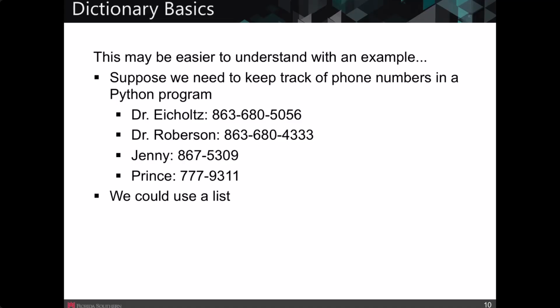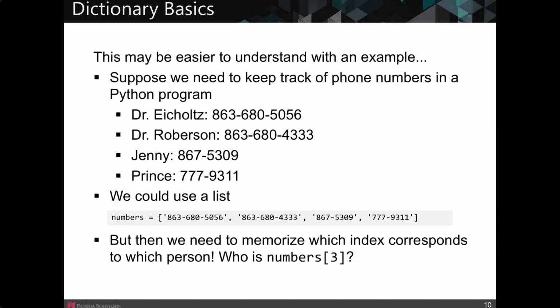So you could use a list, technically, right? And here's what that list might look like. I can say numbers equals, and then in square brackets, I provide a string of each of these phone numbers. But here's the problem. You would need to memorize which index corresponds to which person. Like, how do I know whose number is at index 3? In this particular case, I could just look at my bullet points and say, well, that's Prince at index 3.